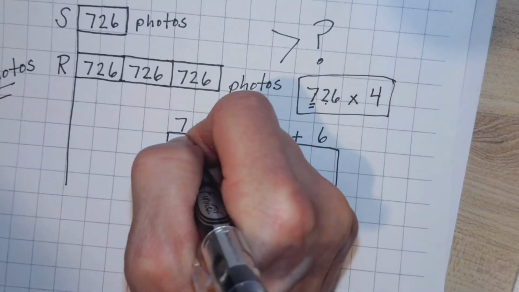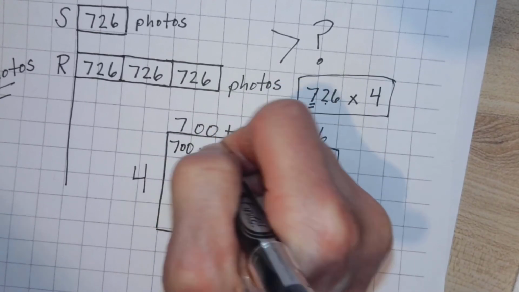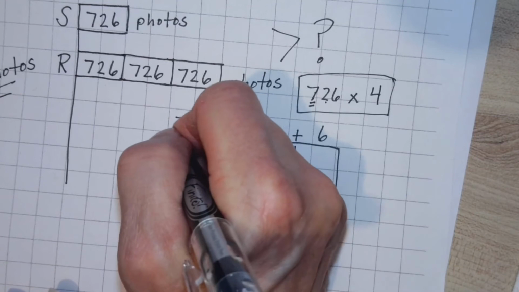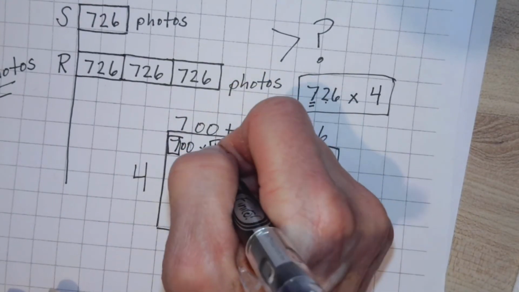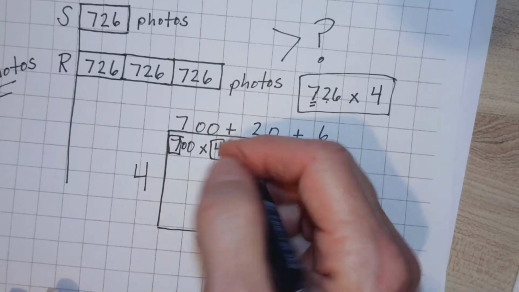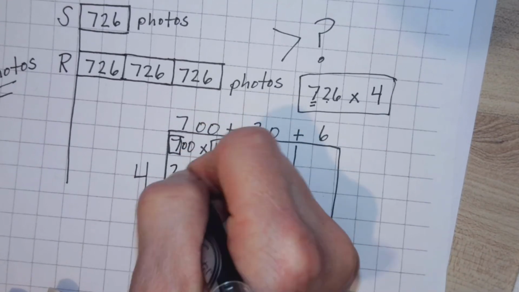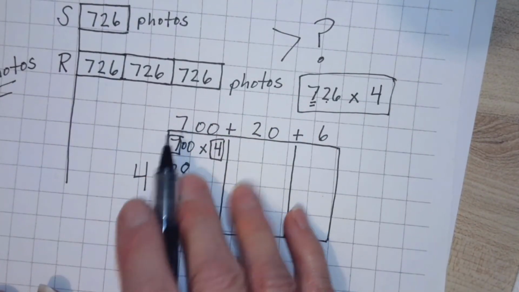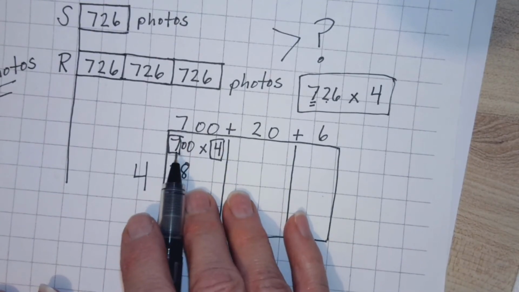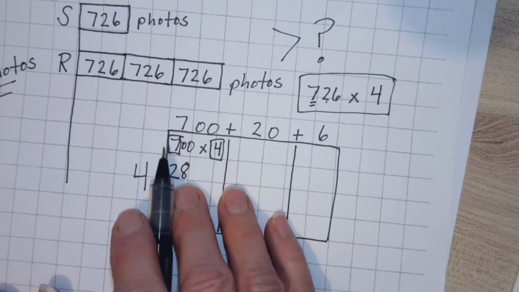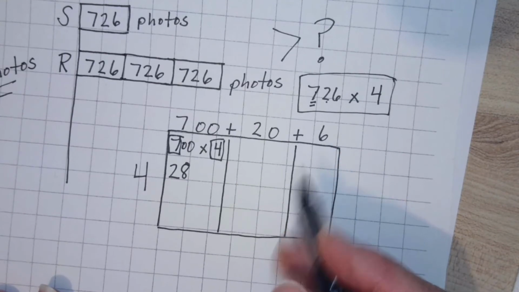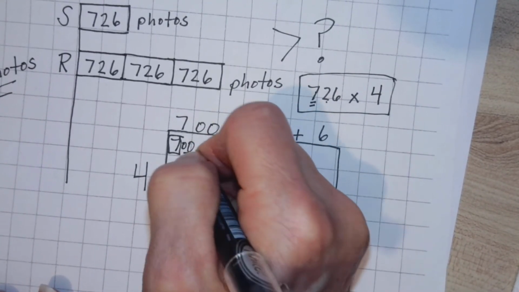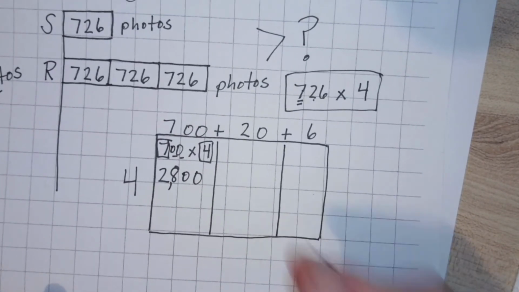So I'm first finding 700 times 4. To do that, I think of 7 times 4. And I know 7 times 4 is 28. But I'm not actually multiplying 7 ones times 4 ones. I'm doing 7 hundreds times 4 ones. So my answer would be 2,800. I have to add those 2 zeros.